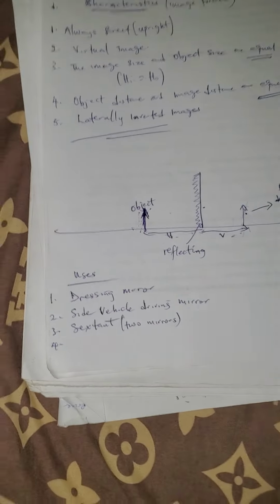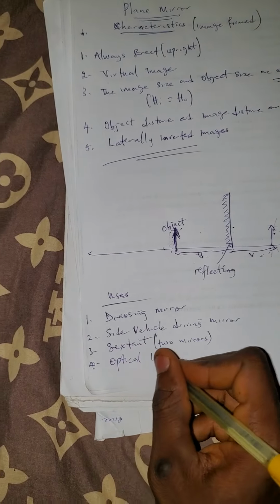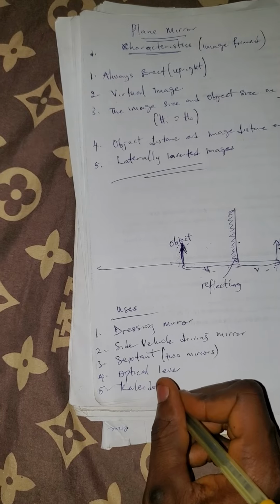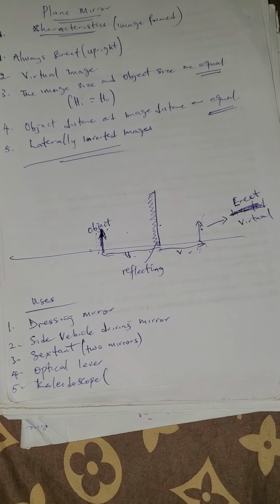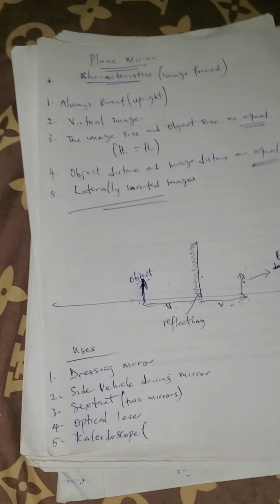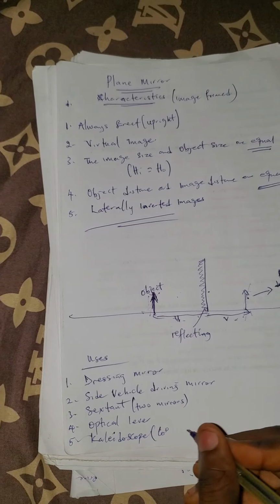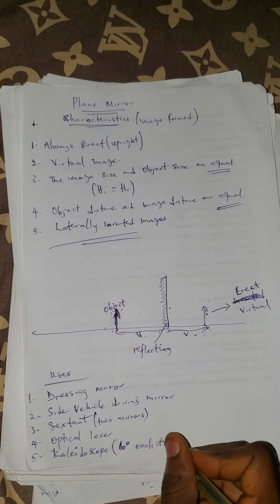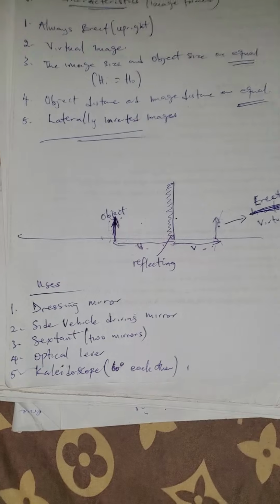Number 4. It can be used as an optical lever. Number 5. It can be used in a kaleidoscope. Kaleidoscope is just like a toy that makes use of two plane mirrors. The two plane mirrors are inclined at an angle of 60 degrees to each other.